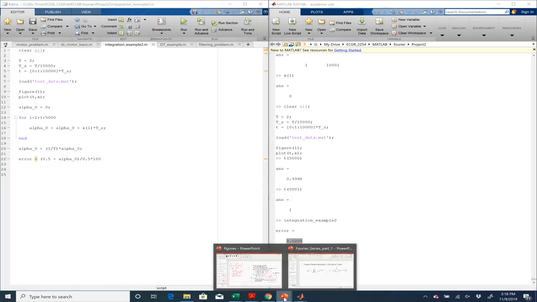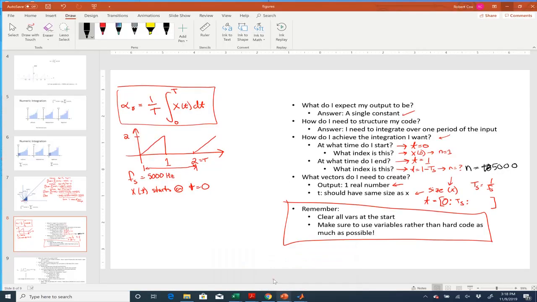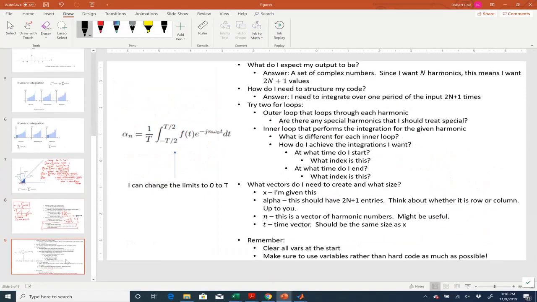All right, now what if I had a more complicated problem and I said, you know what? What I actually want to do is calculate the complex Fourier series coefficients, and I want to do it for the first n harmonics. Okay? So let's think about how I would structure that code.